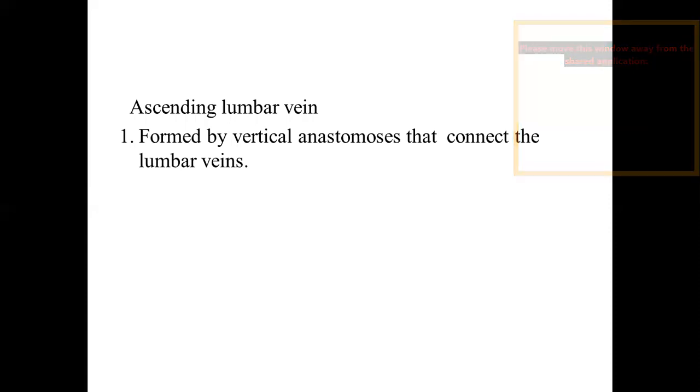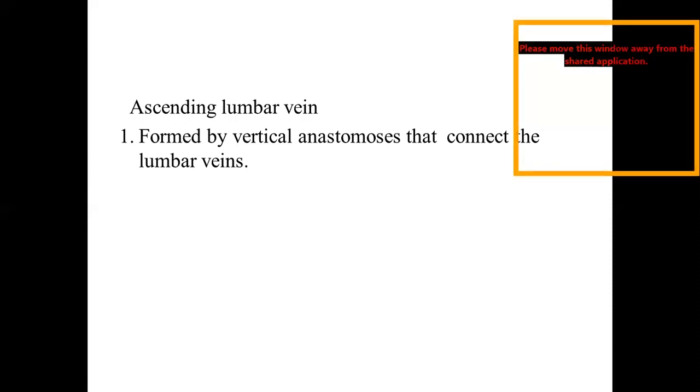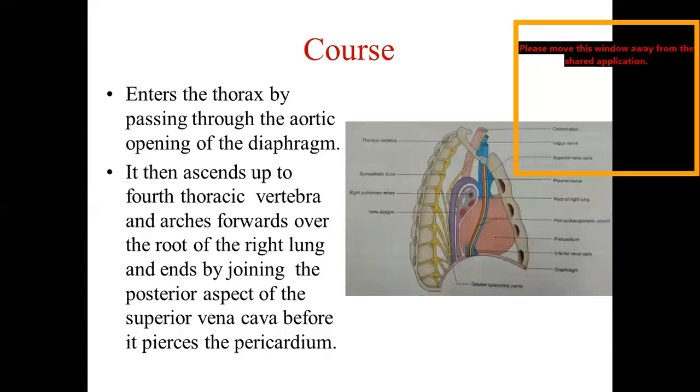So these are the three components of the formation of azygous vein: lumbar azygous vein, subcostal vein, and the ascending lumbar vein. All the three veins, they join and form the continuous azygous vein on right side of the thoracic cavity. Now, when it enters the thorax, it passes through the aortic opening of the diaphragm.